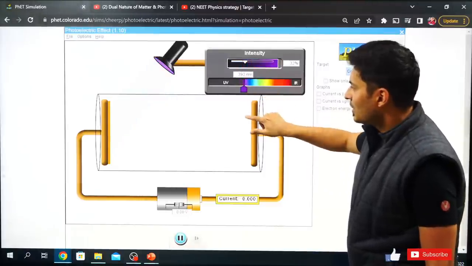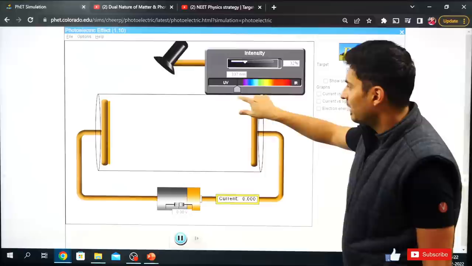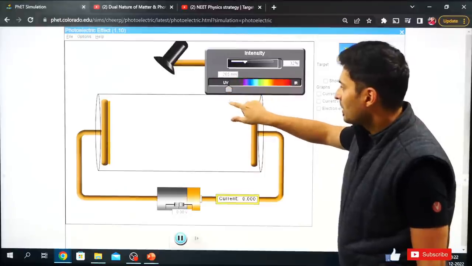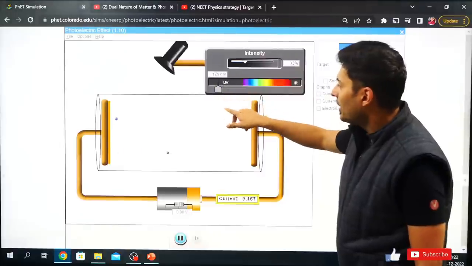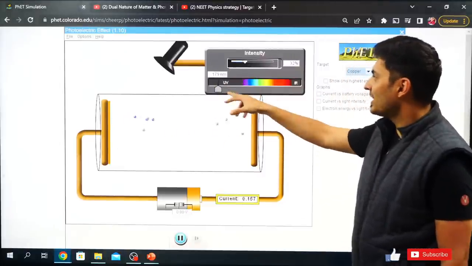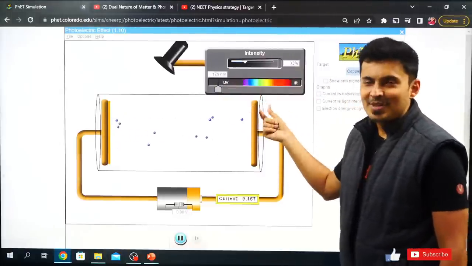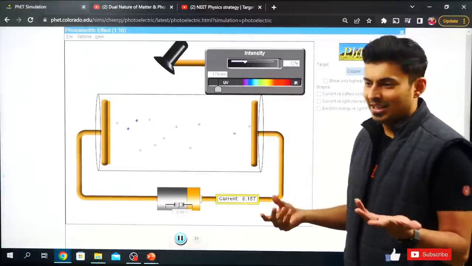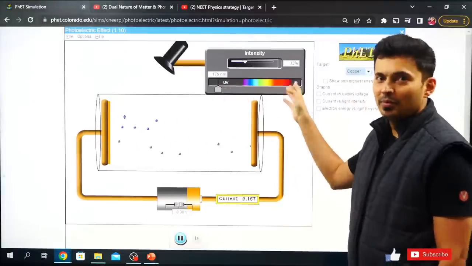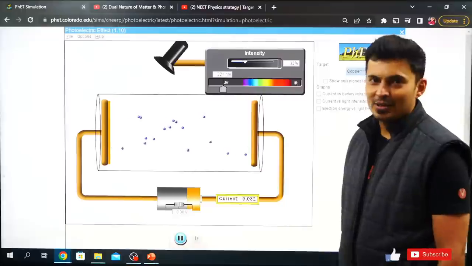Oh my God. Still not giving any photoelectric effect. Still not giving anything. Oh, there it started. So for copper, you can see, it needs very high energy. So it depends from metal to metal. So the threshold wavelength or frequency depends from metal to metal, my dear students.